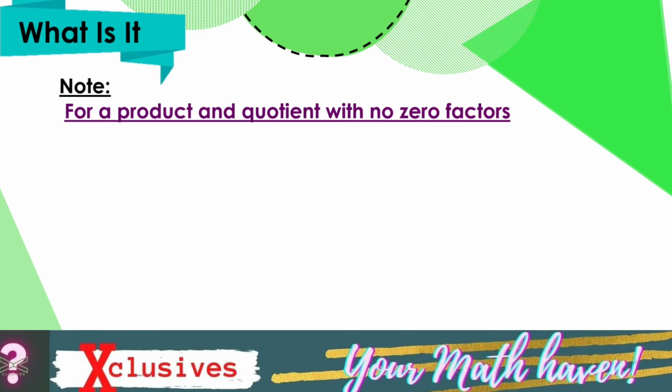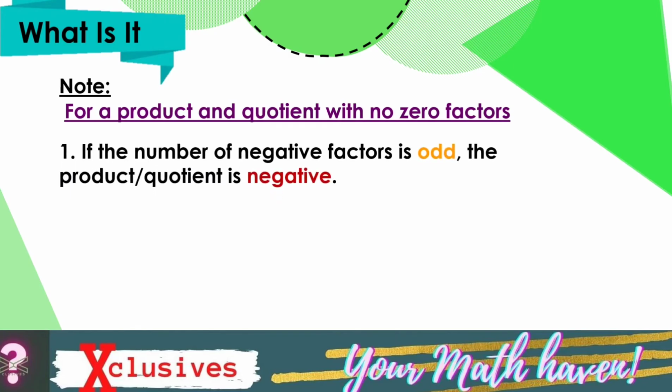But what if we multiply or divide more than two factors, does it concern you what would be the sign of the product or the quotient? With this, let me help you. But take note, it only applies for a product and quotient with no zero factors. Case number 1. If the number of negative factors is odd, the product or quotient is negative. Example, negative 2 times negative 2 times negative 2 equals negative 8.